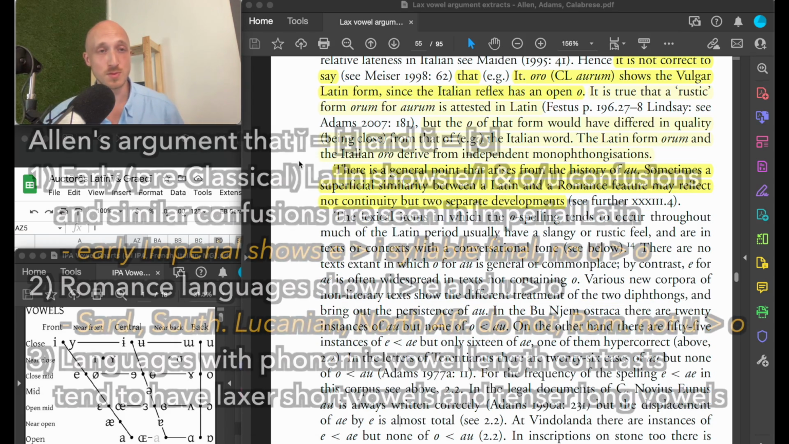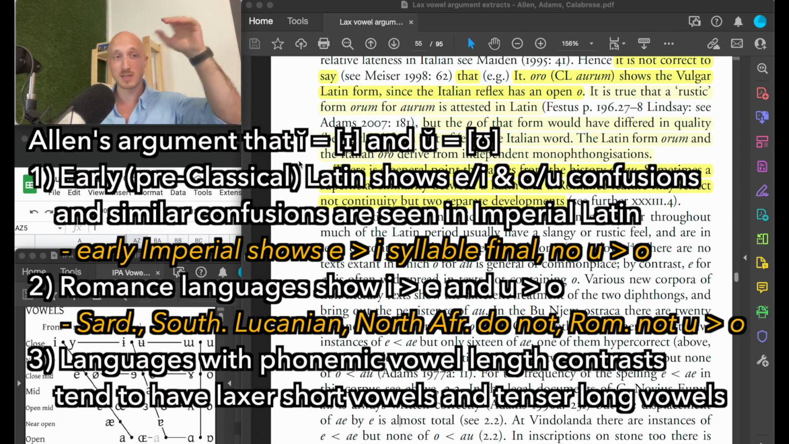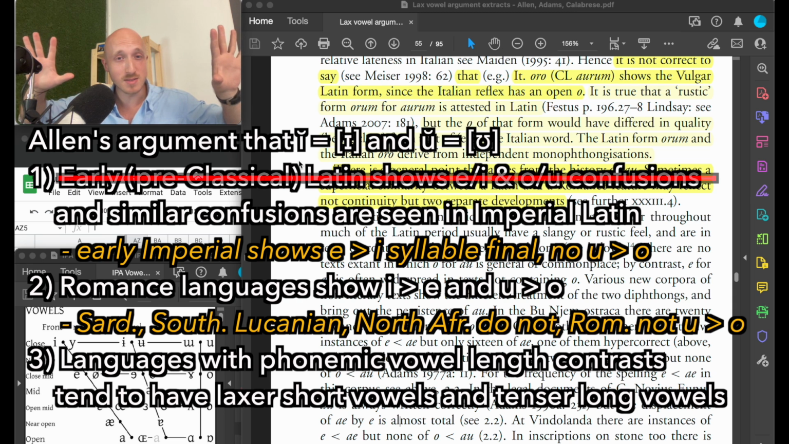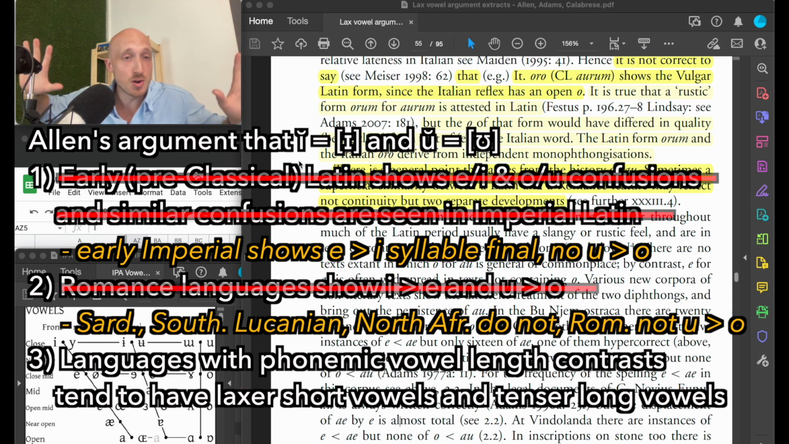The superficial view that Allen takes of the Romance languages, because he just didn't look at enough of them or in much detail, and the superficial view of the inscriptions, if you just blow off a little bit more of that ancient dust, you can see that no, what he's presenting is wrong.